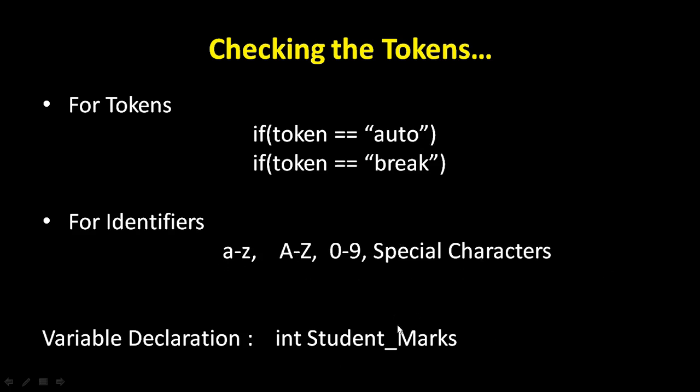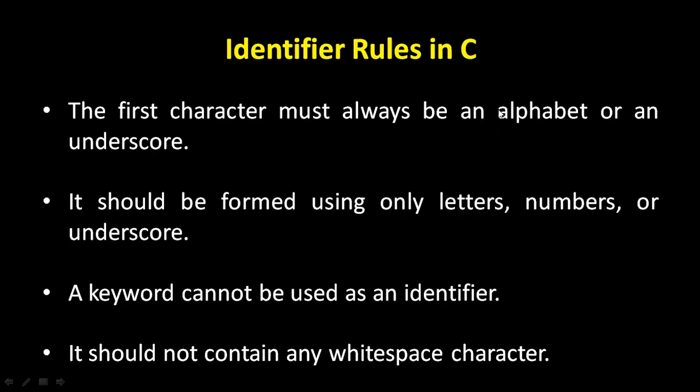So we should know the rules followed by the particular programming language. In C language, the identifier rules are: the first character must be an alphabet. The remaining characters are a combination of numbers and alphabets. No keywords are used as an identifier and it should be a single word. So these are all the rules for using identifiers in C programming language. We should follow these rules to check whether the particular word is valid or not.